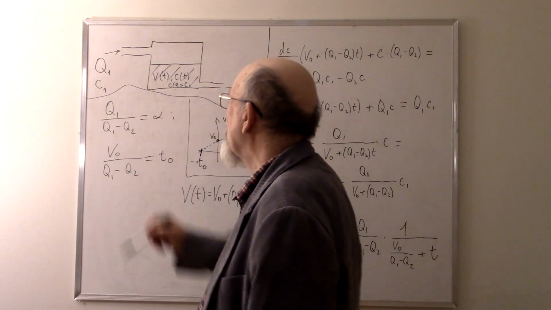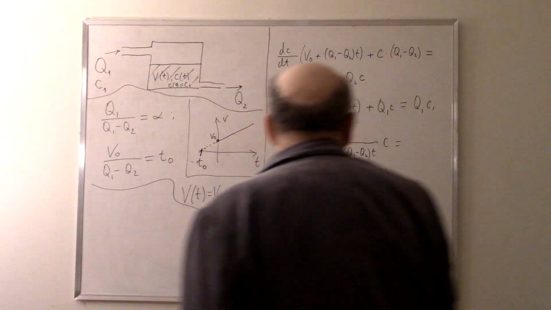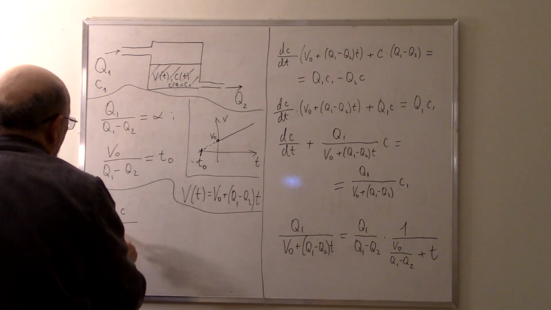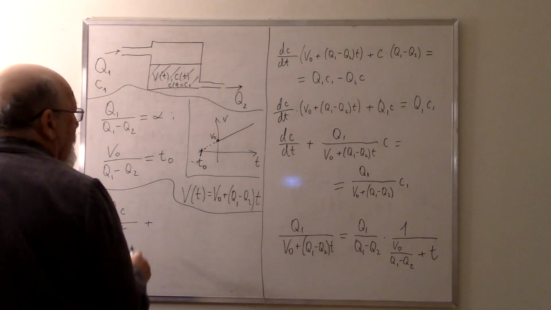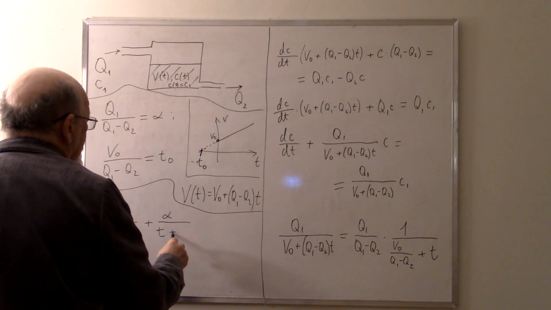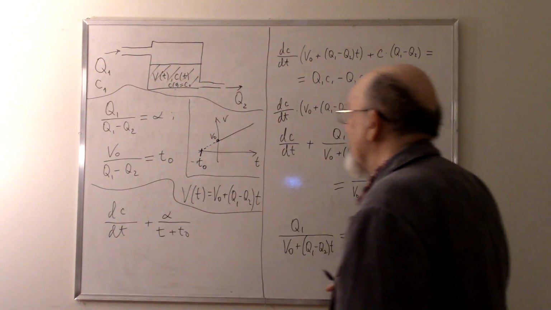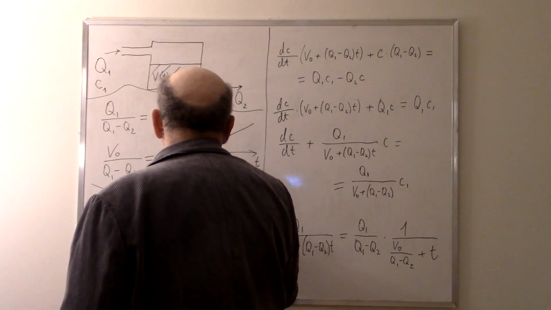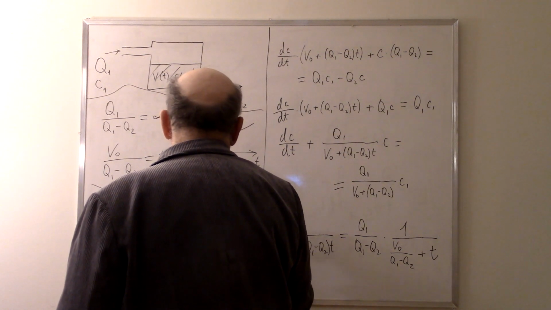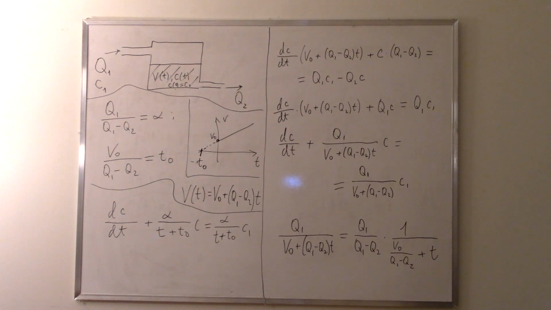No, this is just notation alpha. And with this notation, you have the following equation: dC/dt plus alpha divided by (t plus t0) times C equals alpha divided by (t plus t0) times C1. So life is much better now.